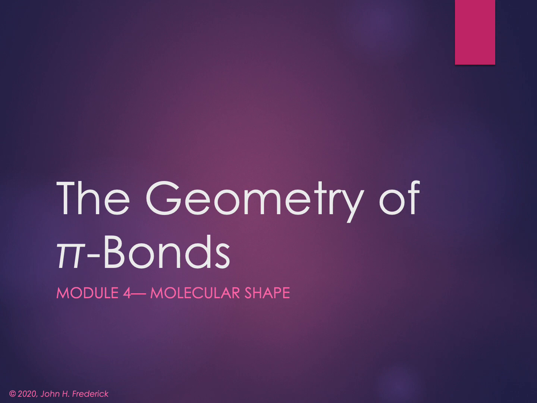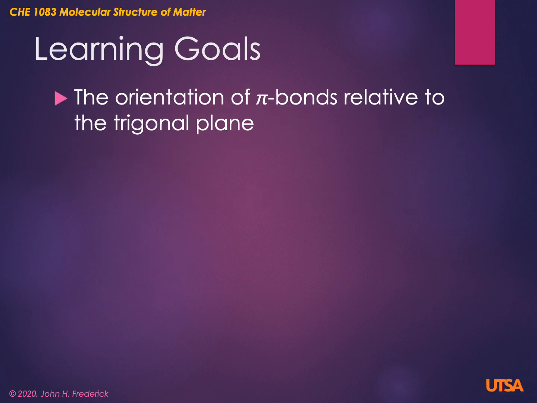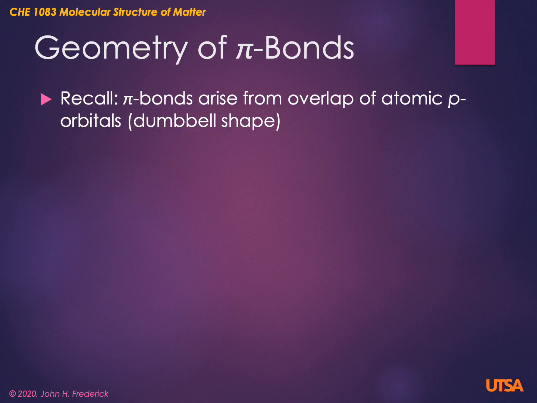In this video, we're going to consider the geometry of pi bonds and how they influence the overall shape of a molecule. Our learning goal will include the orientation of those pi bonds relative to a trigonal plane. Our assumption here is that the pi bond is, generally speaking, going to involve a carbon atom, which normally forms 4 bonds. With the pi bond, that means it's got a double bond, so it forms a total of 3 bonds, so its geometry should register as trigonal planar. So we're interested in how the pi bonds relate to that trigonal plane.